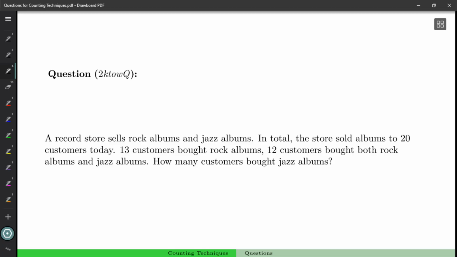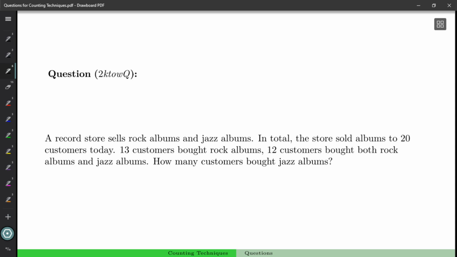A record store sells rock albums and jazz albums. In total, the store sold albums to 20 customers today. 13 customers bought rock albums. 12 customers bought both rock and jazz albums. How many customers bought jazz albums?